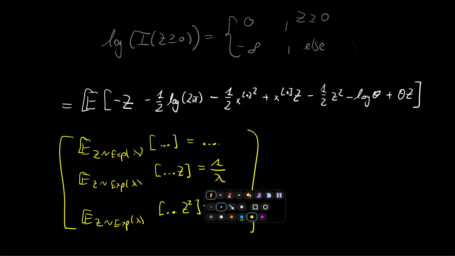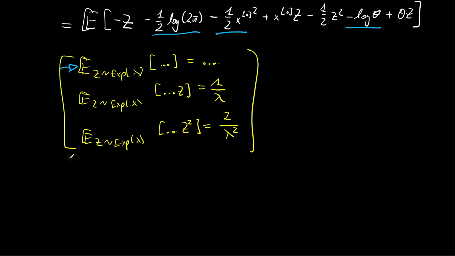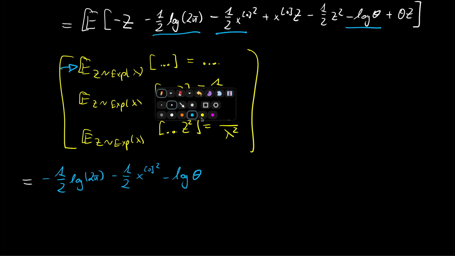And let's apply that. Let's first start with those that don't have anything. So we have the minus 1/2 log 2 pi, this one and this one. So let me get the equal sign in white color. And then we just get the values of these, because the expectation of something that does not include Z will just be the value itself. So we have minus 1/2 logarithm of 2 pi, minus 1/2 x0 squared, and then minus logarithm of theta.